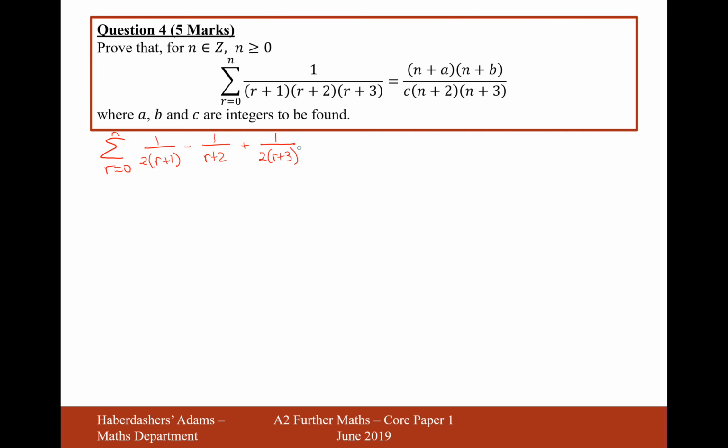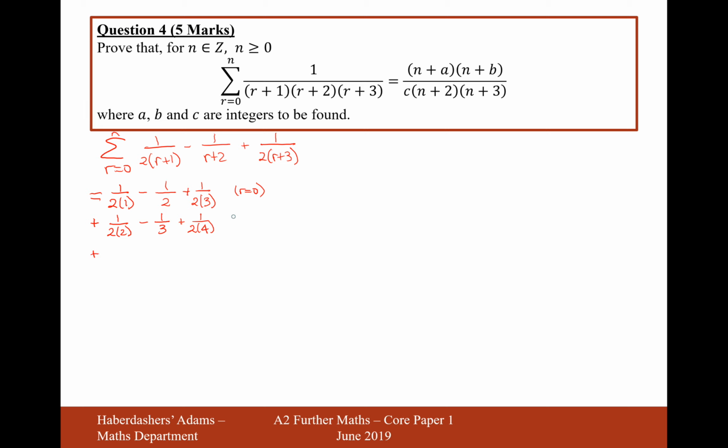Okay, so now that we've got our summation written in partial fractions, we can start substituting in some values. When we substitute 0 in, we're going to get 1 over 2 lots of 1, minus 1 over 2, plus 1 over 2 lots of 3. So that's substituting in r equals 0. Then we add that onto, now 1's going in, so it's 1 over 2 times 2, minus 1 over 3, plus 1 over 2 times 4.